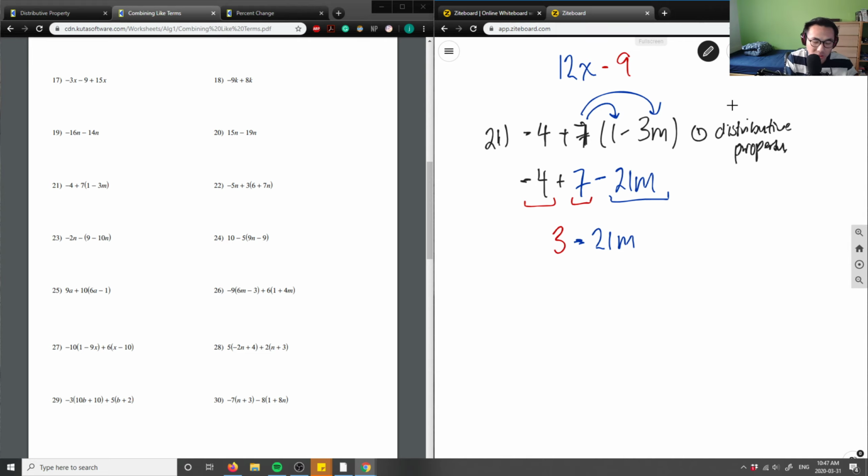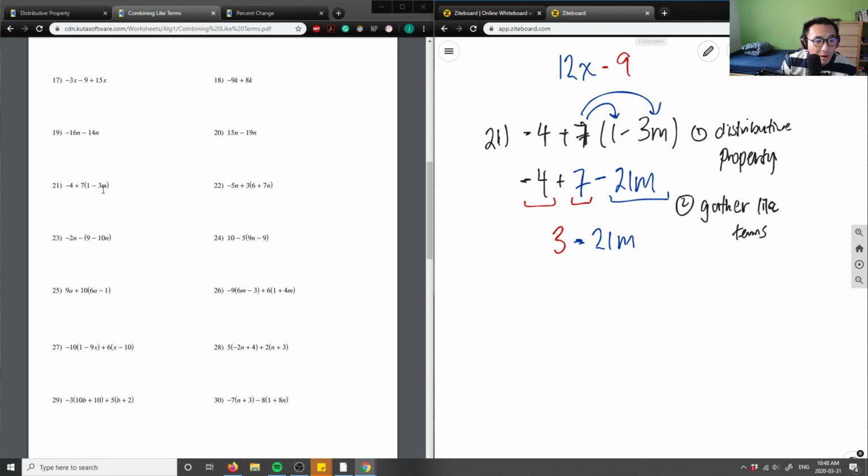And why did we do distributive property first? We did it first because of PEDMAS, right? We do multiplication before we do addition. So we do distributive property first, and then we gather like terms. That's what we did second. So distributive property first, then gather like terms is the second step, and then we rewrite our expression.